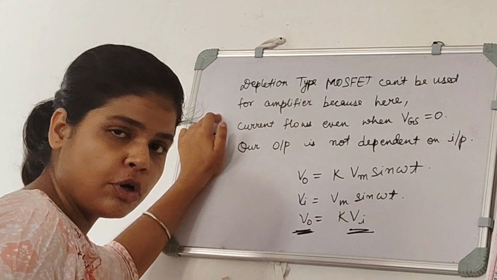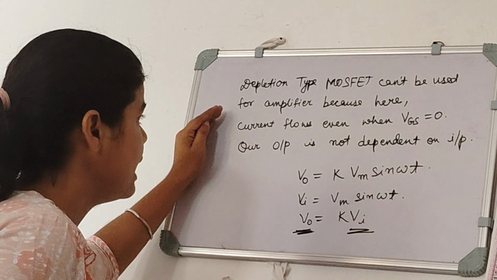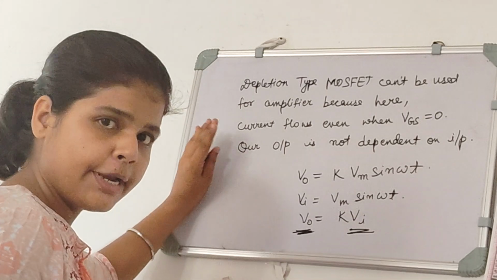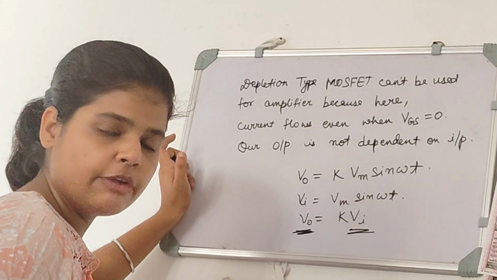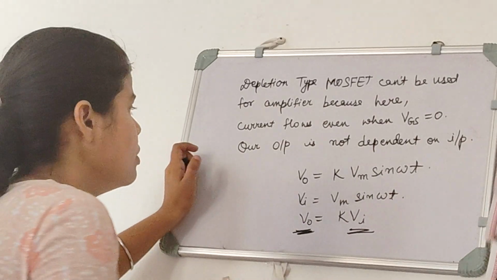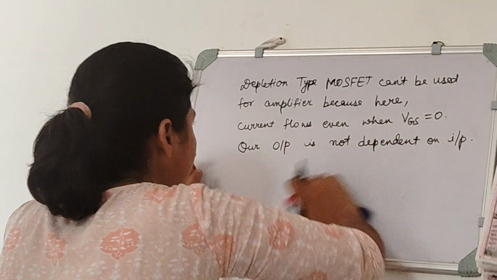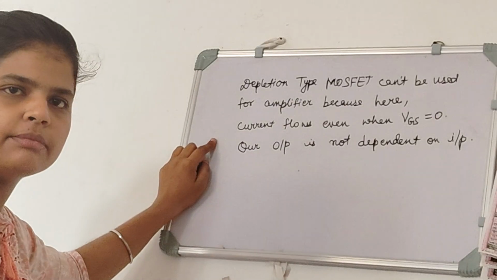But in depletion type MOSFET, here we can clearly see that our output is not dependent on input, because our current flows even when VGS is 0 and VGS is the input. That's why we can't use this for amplifier.